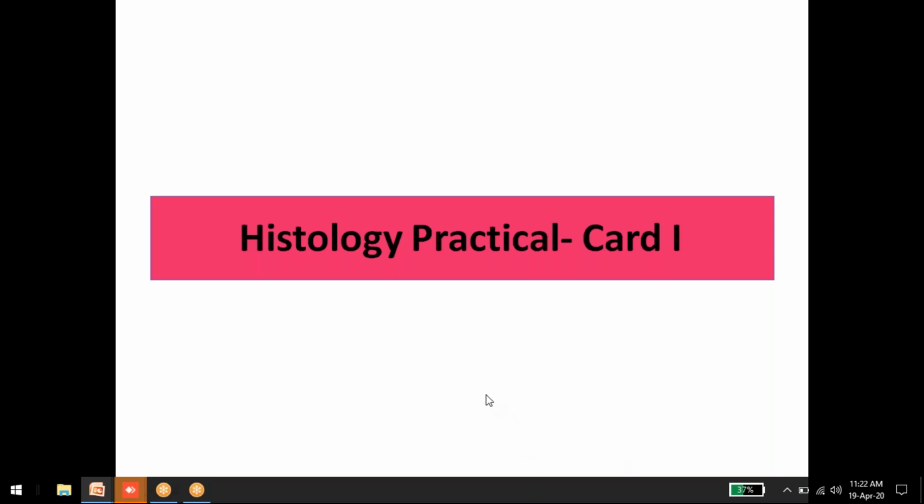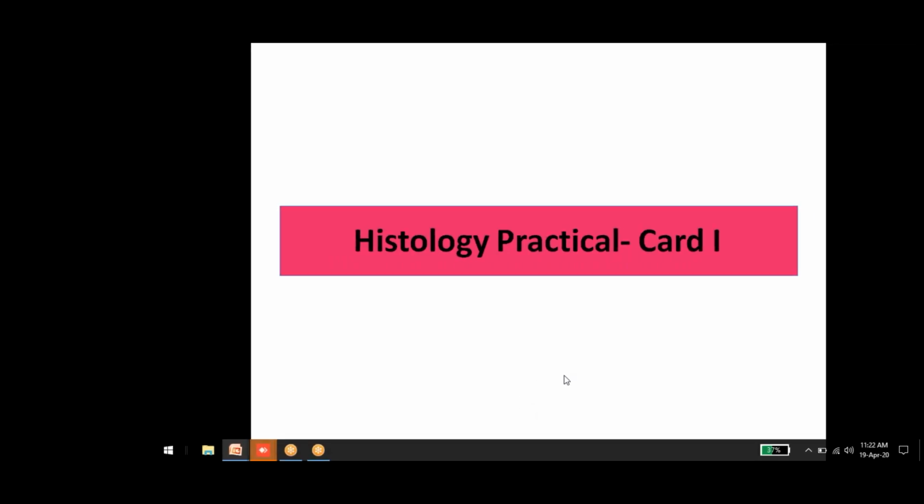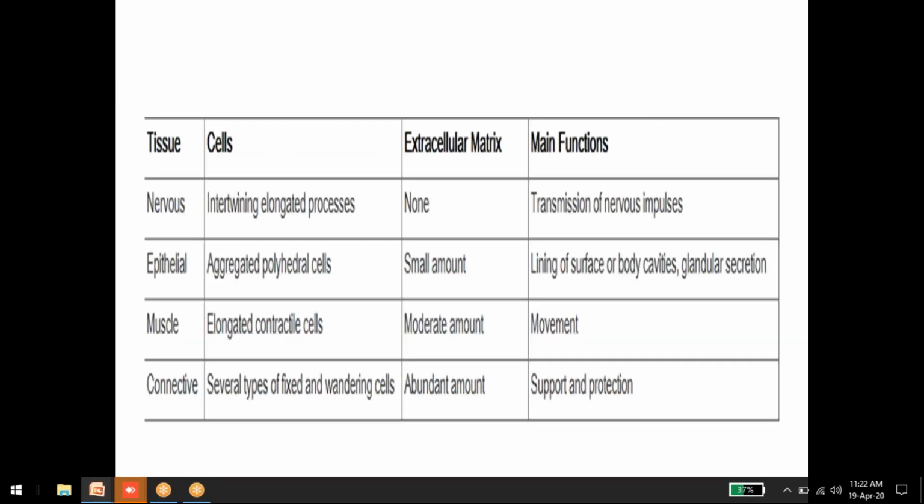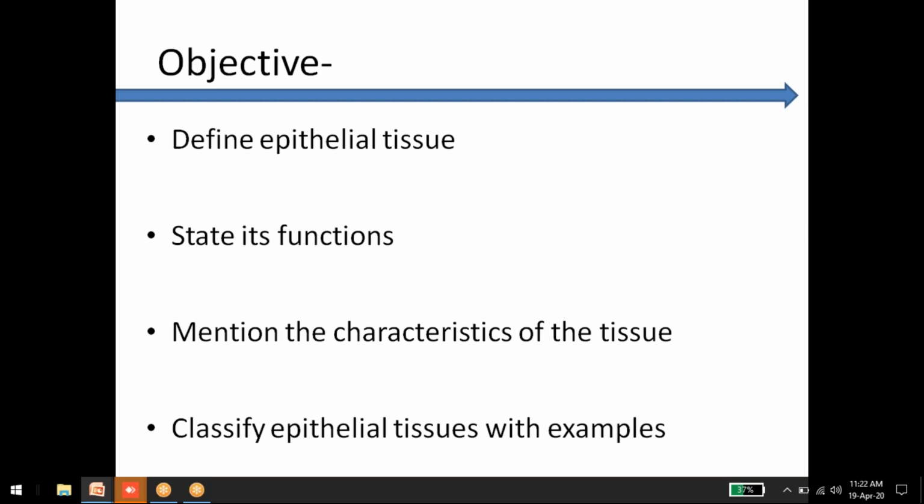So welcome all to this session of histology practical card 1 class. Today my topic is about the epithelial, right? So in this session, what we will be able to do is, first of all, define epithelial tissue, state its function, mention the characteristics of this tissue, and classify epithelial tissues with examples.